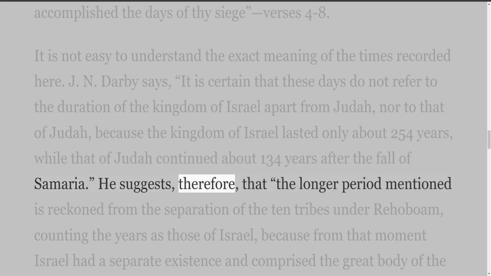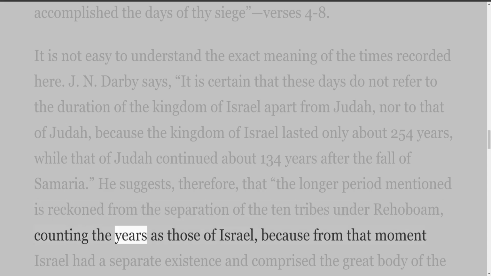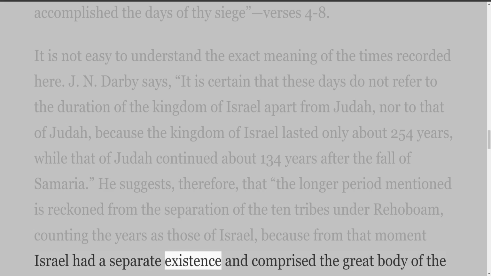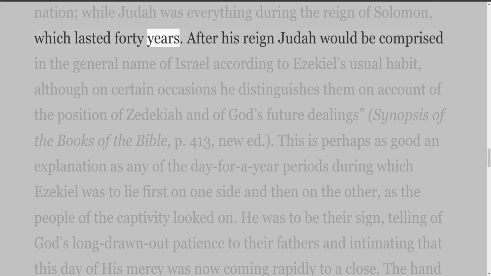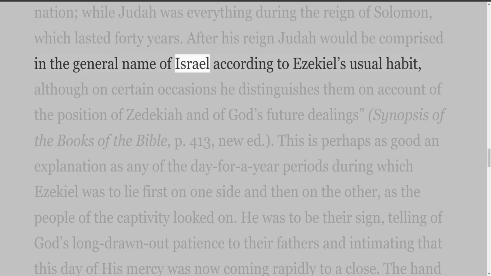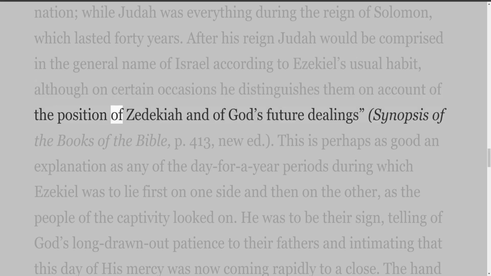He suggests, therefore, that the longer period mentioned is reckoned from the separation of the 10 tribes under Rehoboam, counting the years as those of Israel, because from that moment Israel had a separate existence and comprised the great body of the nation, while Judah was everything during the reign of Solomon, which lasted 40 years. After his reign Judah would be comprised in the general name of Israel according to Ezekiel's usual habit, although on certain occasions he distinguishes them on account of the position of Zedekiah and of God's future dealings.